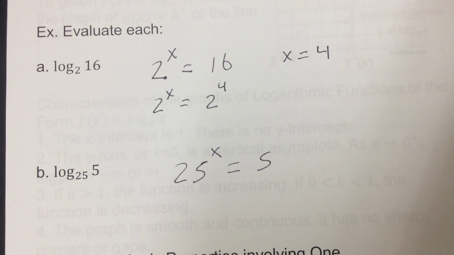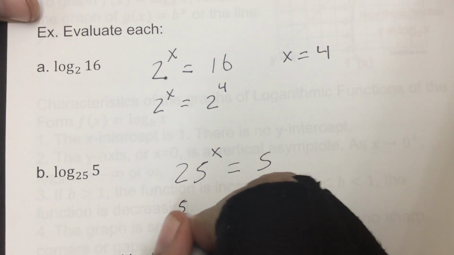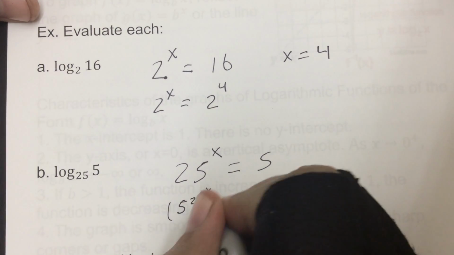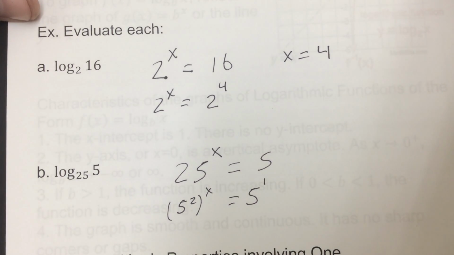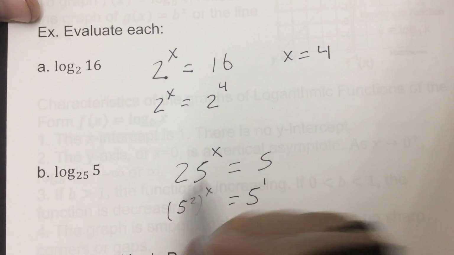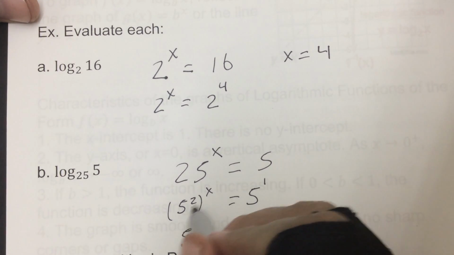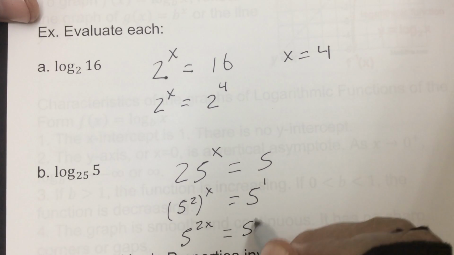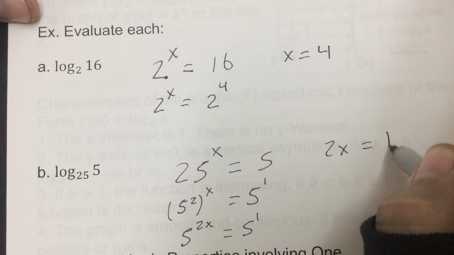Now in this case, 5 raised to a certain power isn't going to change it so much. But we can reduce the 25 to make this 5 squared, which is raised to the x. So this is technically 5 to the first. Now, if we have a power to a power, we can rewrite this as 5 times 2x, because power to a power, you multiply them, will equal 5 to the first. So in other words, 2x would equal 1.